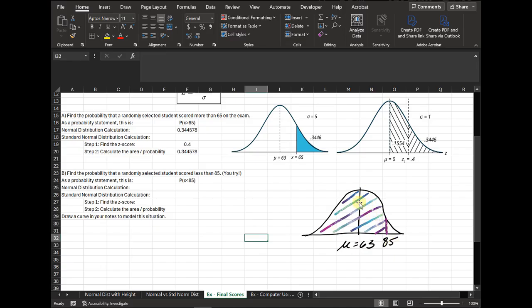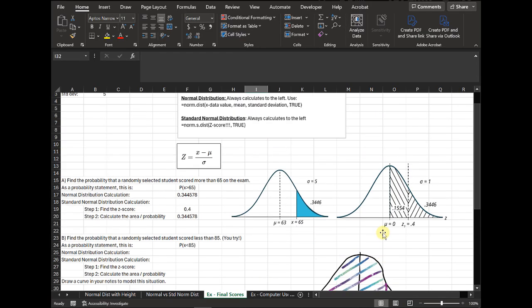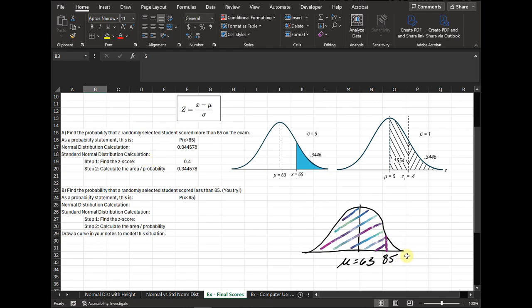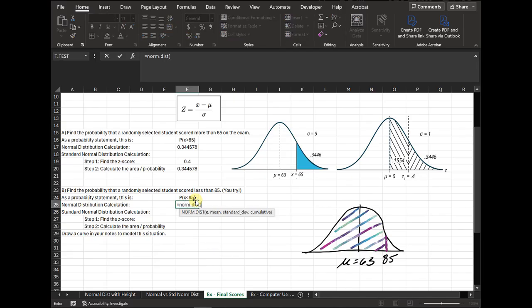So I'm trying to find this area. This is going to be a pretty large amount of area, right? Because 65 was somewhere over here, so 85 is really going to be somewhere on the tail end. If you think about where 85 is, the standard deviation in this situation is 5. So 85, that is 63 plus 15, which is more than 3 standard deviations away from the mean. So just something to think about in terms of how much area this is going to end up being.